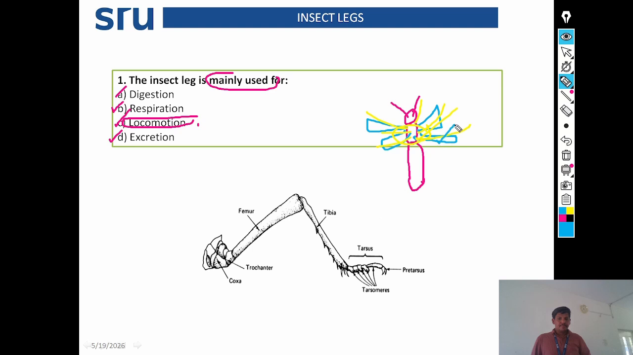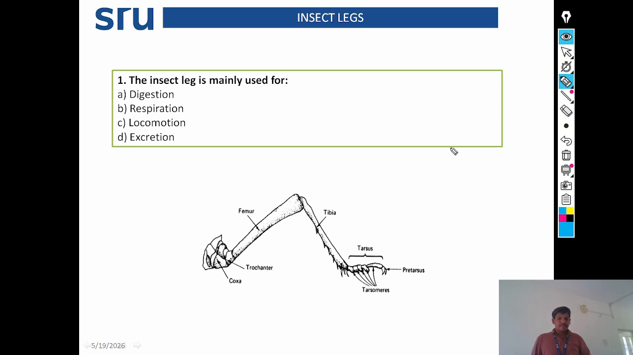Why? Because there are 3 pairs of legs, that is one pair in pro, another pair in meso, and another pair in metathorax, and 2 pairs of wings are there. But these wings are there only in meso and metathorax. There is no wing in the first thoracic segment, that is the prothorax. So here the correct answer is locomotion.